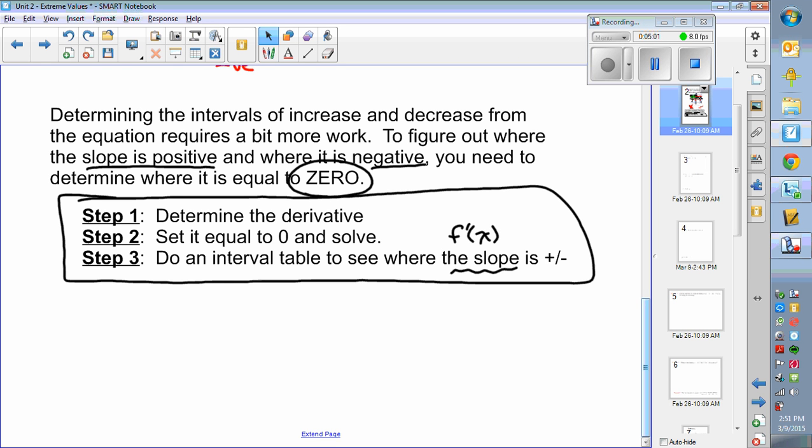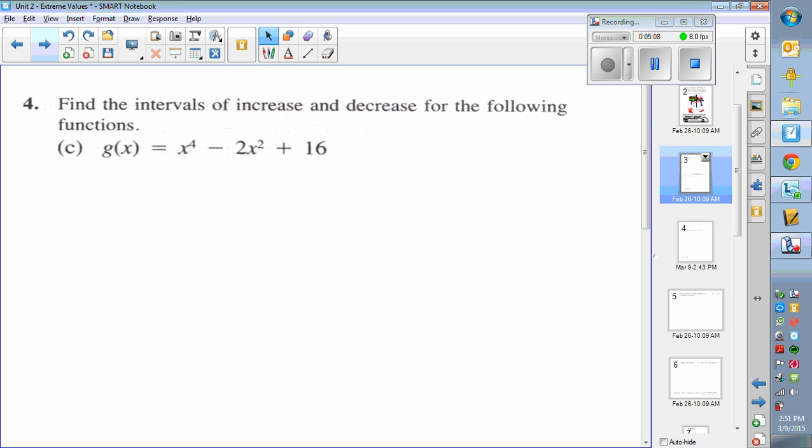Okay, so that's the theory. 5 minutes of quick theory involved in this. Let's get this right into some action, into some questions. So in our textbook, this was question 4C, but this example works just fine. We're going to find out the intervals of increase and decrease for a function x to the 4 minus 2x squared plus 16. So step 1 was figure out the derivative.